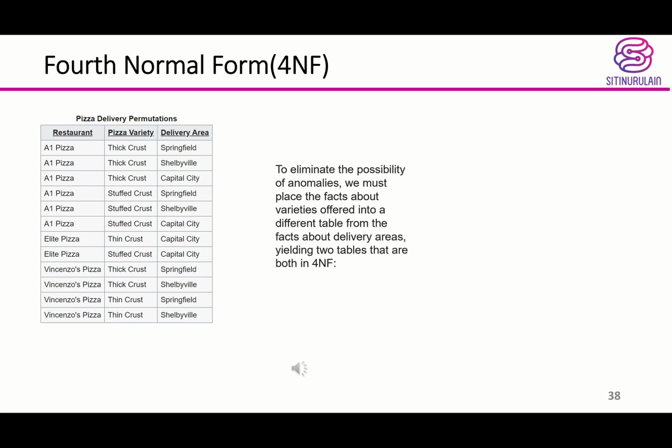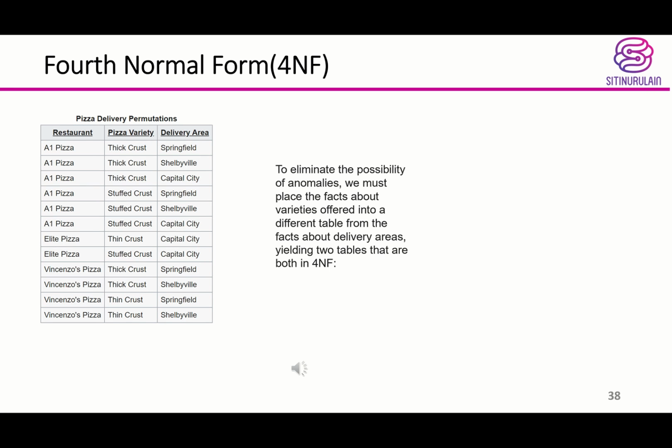The problem is that the table features two non-trivial multivalued dependencies on the restaurant attribute, which is not a superkey. The dependencies are restaurant determine pizza variety, restaurant determine delivery area. These non-trivial multivalued dependencies on a non-superkey reflect the fact that the varieties of pizza a restaurant offers are independent from the areas to which the restaurant delivers. This state of affairs leads to redundancy in the table.